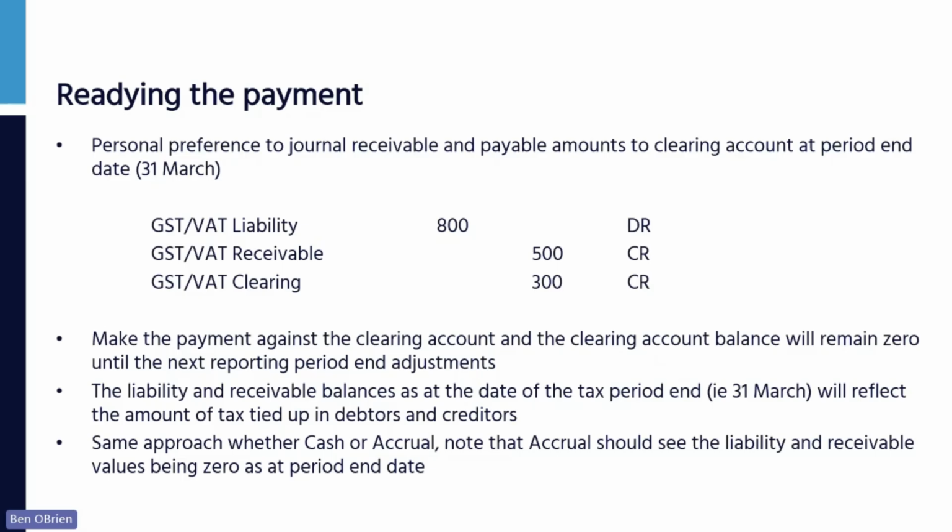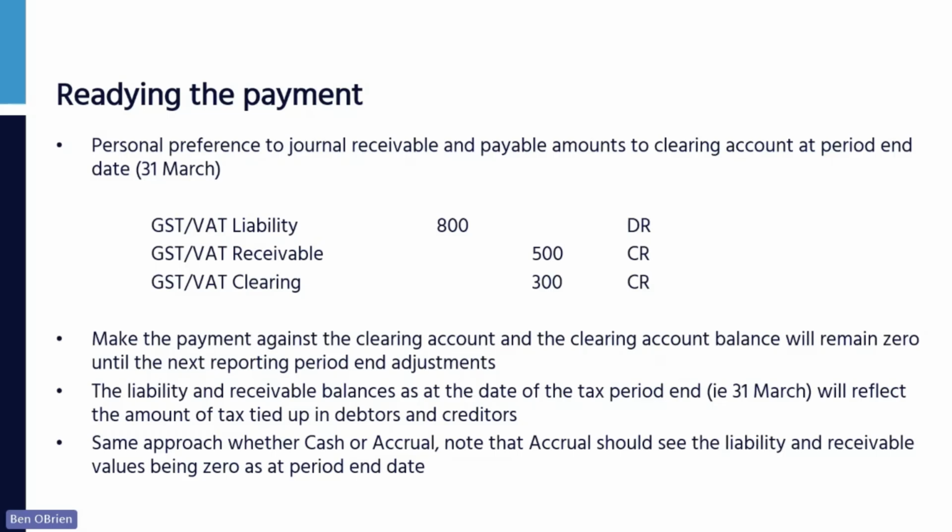So yeah, essentially I've got those journals now on the 31st of March, and essentially what I'll do when I go to pay it is I'll pay against that clearing account when it comes time to pay it as well. And I take this approach irrespective of whether I'm doing cash or accrual.